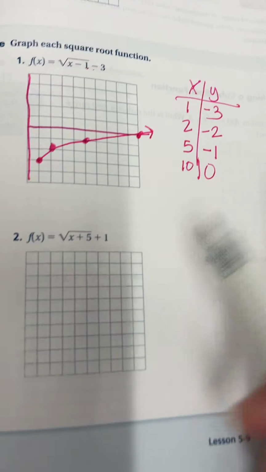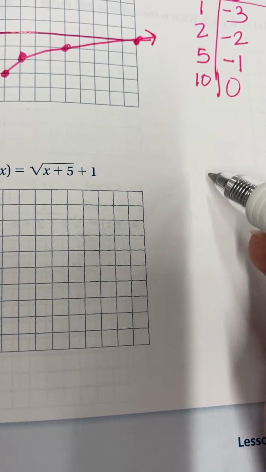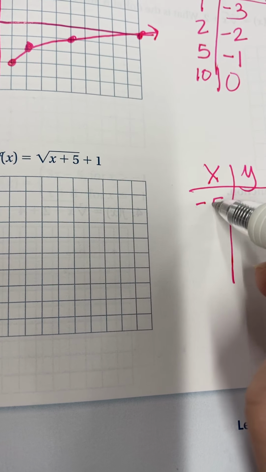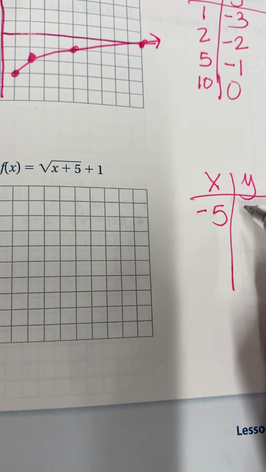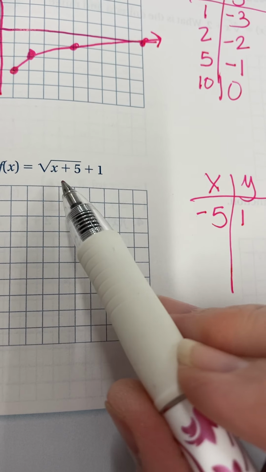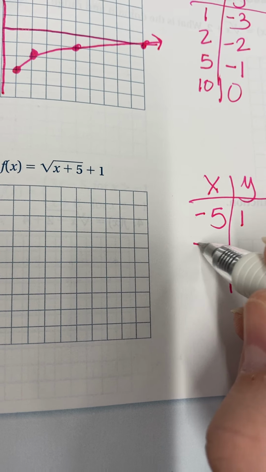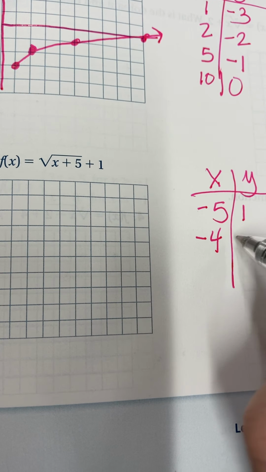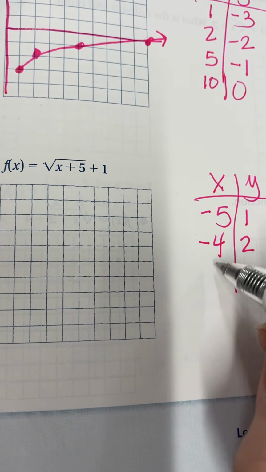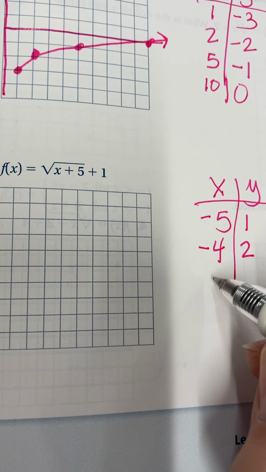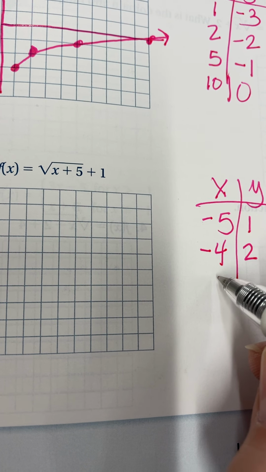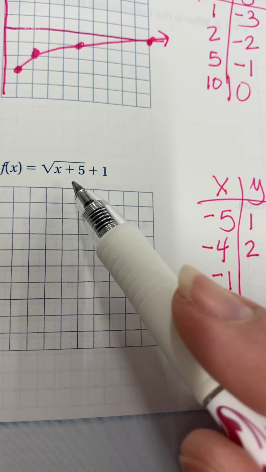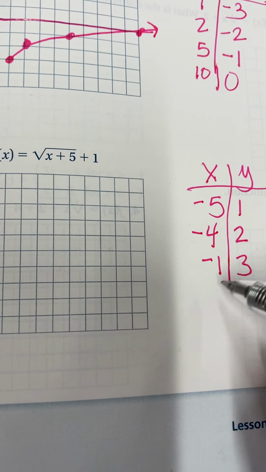Okay, so on this one, we'll start with a -5 will be the best we can do on the x's. -5 will get us a 0 underneath, and 0 plus 1 is 1. I could do a -4. -4 plus 5 is 1, and 1 plus 1 is 2. To get a 4 underneath, we could do a -1, and -1 plus 5 is 4. The square root of 4 is 2, and 2 plus 1 is 3.